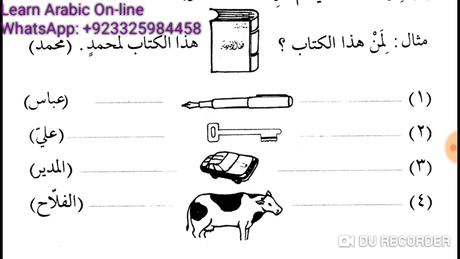Liman hadha al-sayyaratu? Hadhihi al-sayyaratu lil-mudiri. Yes, this car is for the headmaster. Liman hadhihi al-baqarah? Hadhihi baqarah, it is feminine. Hadhihi baqaratu lil-falahi. Yes, lil-falahi. This cow belongs to the farmer.